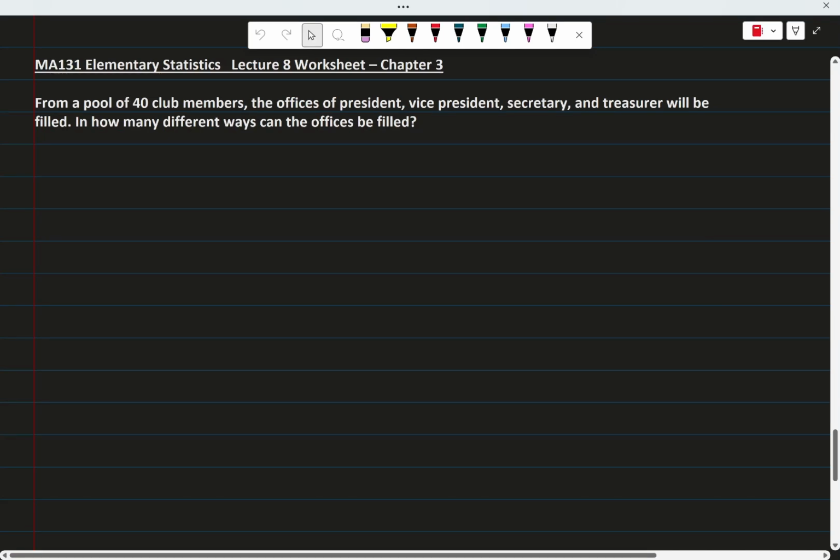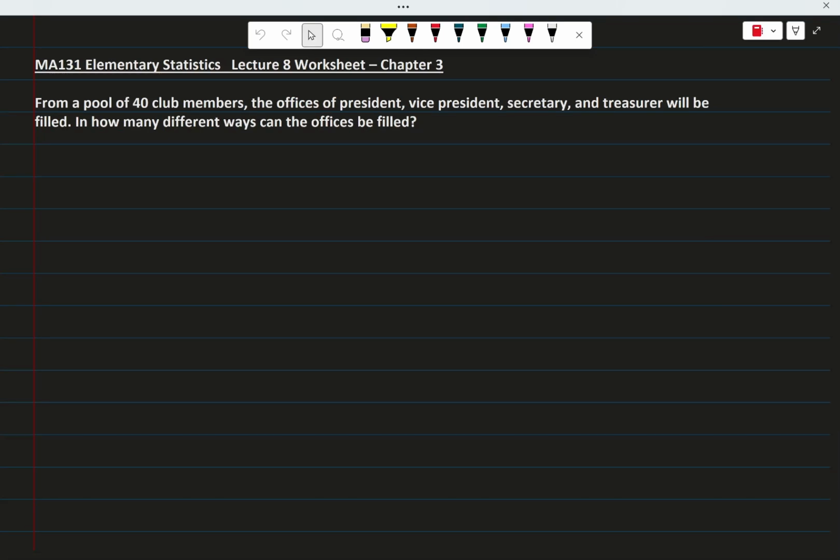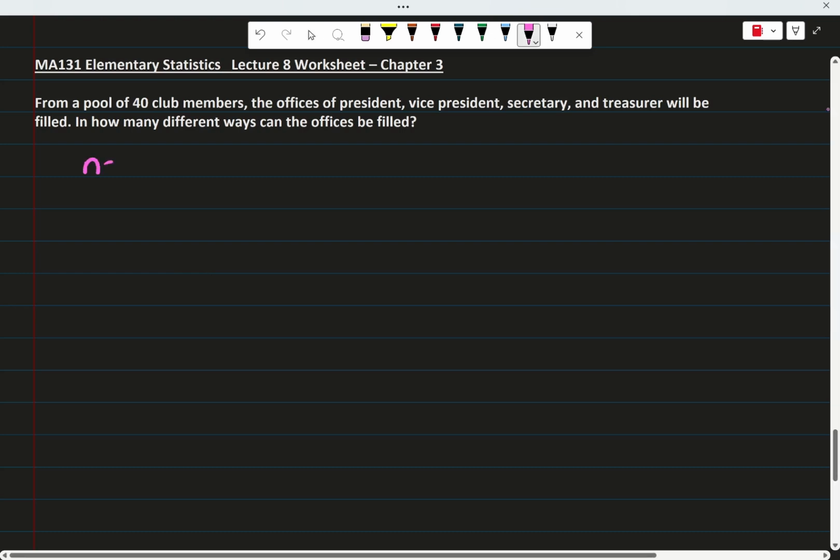Lecture 8 worksheet. This is question 4. From a pool of 40 club members, the offices of President, Vice President, Secretary and Treasurer will be filled. In how many ways can the offices be filled?